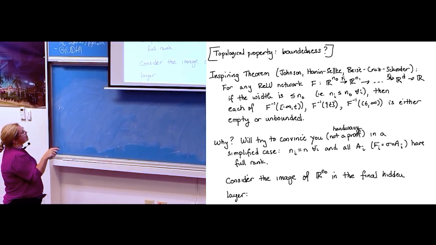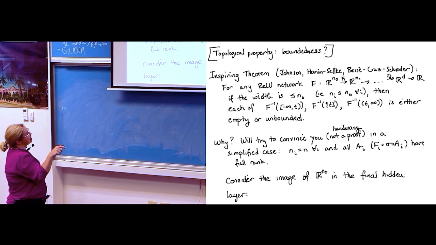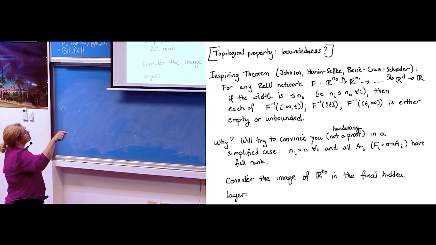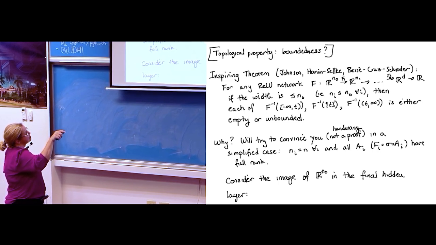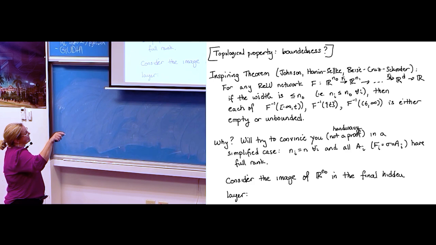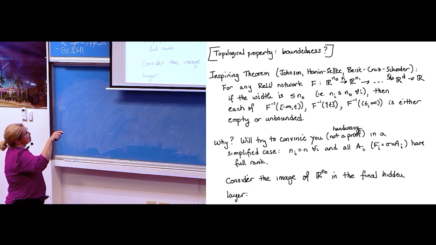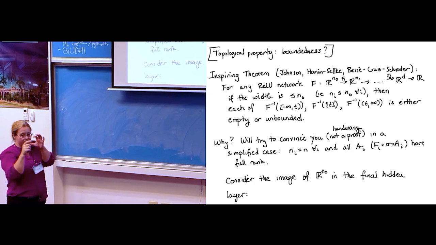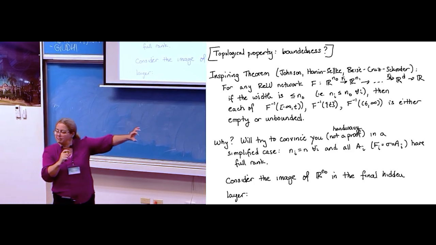If you have one of these ReLU networks F, with its structure, and the width of F is at most n0, where n0 is the size of your domain, we're saying that all of these intermediate spaces are no bigger than Rn0. So it's very narrow, but maybe deep.